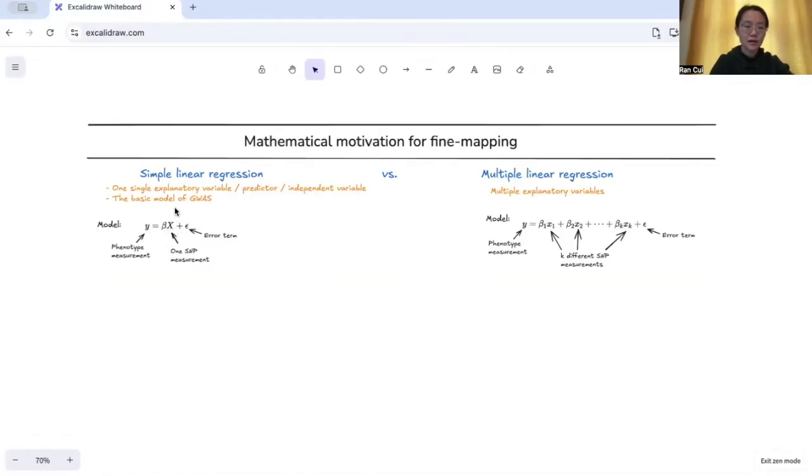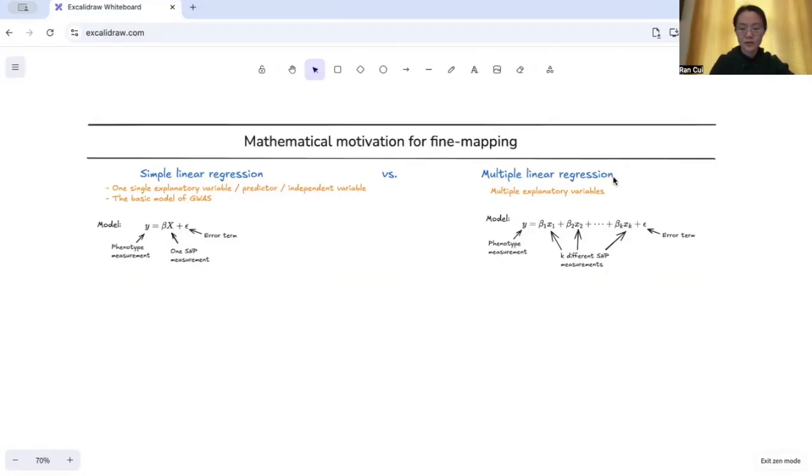It only has one single explanatory variable, sometimes called the predictor or independent variable, and it's represented by this x. And this is the basic model for GWAS. So in our case, the Y would be some phenotype that you're interested in, and this X would be the measurement of one SNP. And the other one is called multiple linear regression.